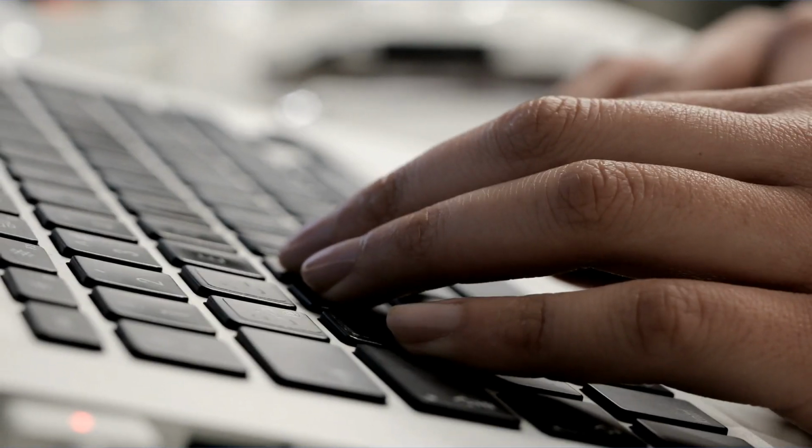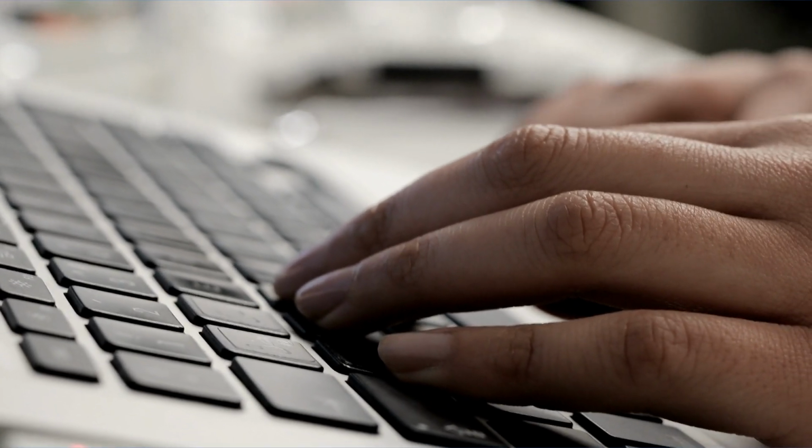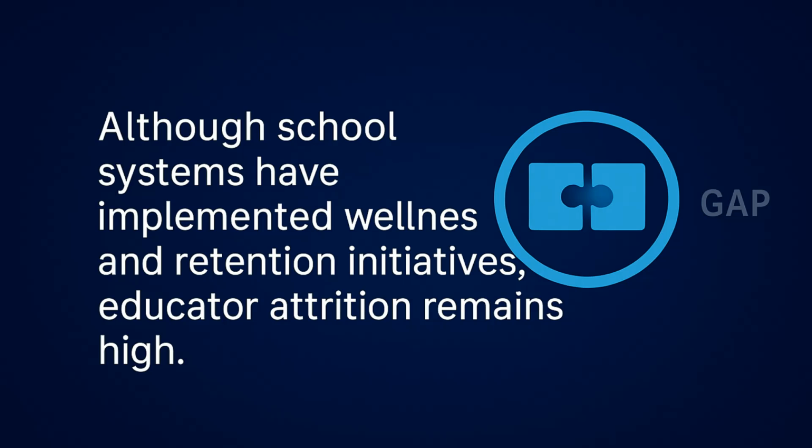You don't have to name the gap using technical vocabulary. Rather than saying there is a gap in the literature, your writing should present a real phenomenon, and then surface the place where explanation breaks down. For example, you might write, "Although school systems have implemented wellness and retention initiatives, educator attrition remains high." That sentence identifies the tension without ever using the word gap. It shows that something is happening that the existing strategies and research haven't fully resolved.